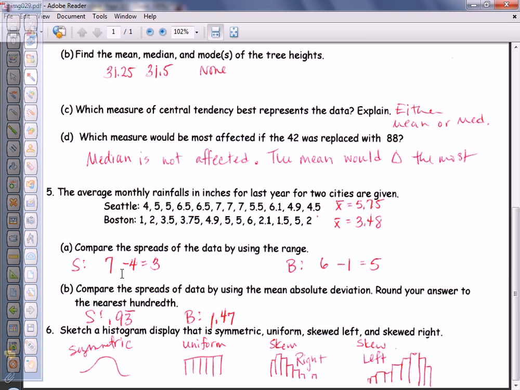So the range for these was pretty easy to find. The mean absolute deviation, several of you just made up stuff and wrote the numbers there. So I need you to make sure you know what you're doing. Wait, what's Seattle is 0.93 repeating. I got it wrong. And Boston is 1.47 repeating.